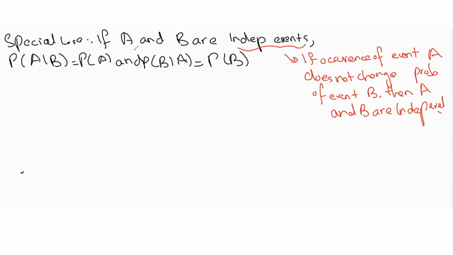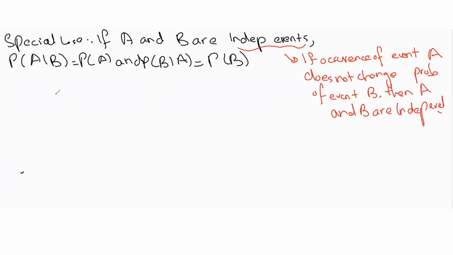Similarly, the occurrence of event B will not change the probability of event A. So probability of A given B is the same as probability of A, because the occurrence of one event does not change the probability of occurrence of the other event. Then they're said to be independent, right?